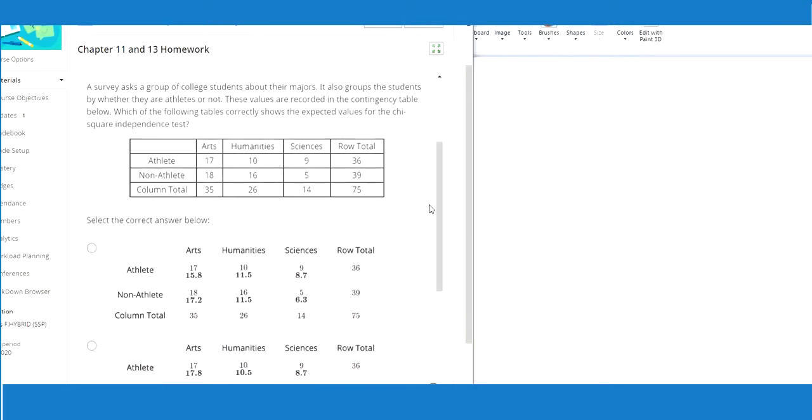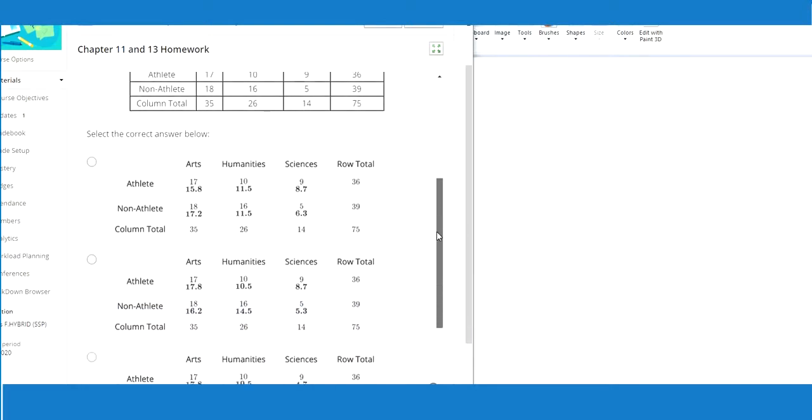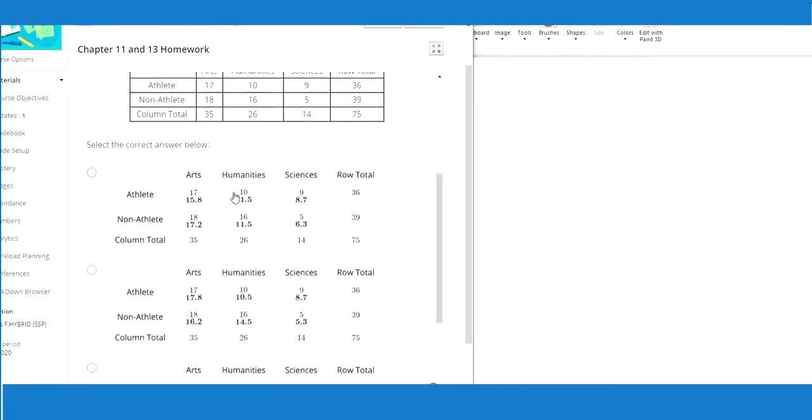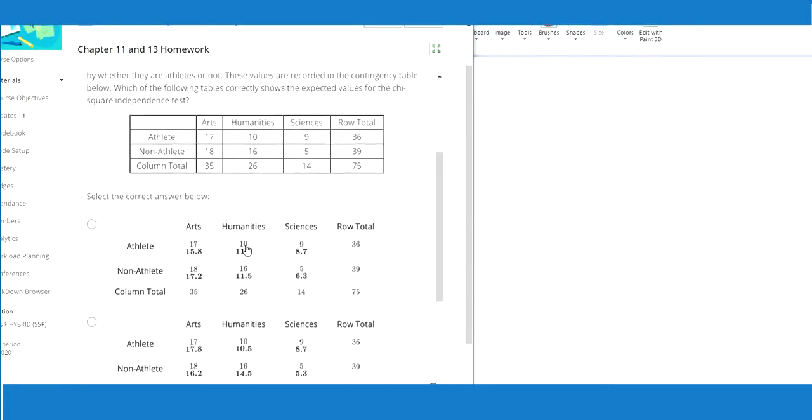I've got another video for calculating test statistics too, but they want to know which one of these tables is set up so that you have the expected values correct. That's just to help us in notation. We usually put the expected value right underneath each observed value. So for this table, if we expect 11.5 athletes to also be humanities students, that's what we put here. So that might be wrong though. We need to calculate the expected values ourselves.